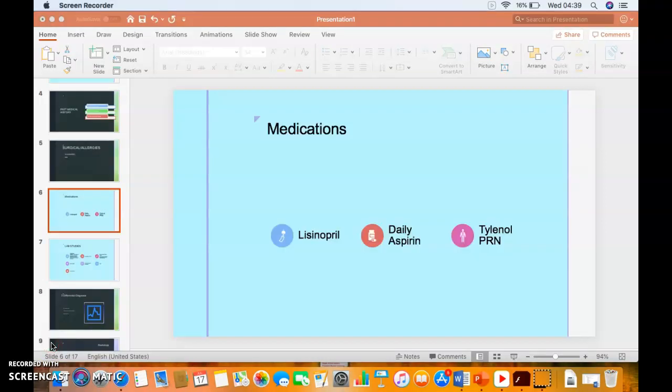Medications he's currently taking are lisinopril. He does take a daily aspirin and Tylenol PRN for pain or for the fever that he has had.